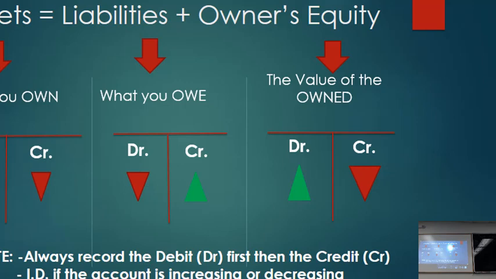Now, the one thing that I want you to note is that for every transaction that you run into, you'll always record the debit first and then the credit second. There will always be at least two accounts that will be affected wherever they are in the equation. And the other thing I have to add is that for all the equations, all the T accounts, debit will always be the left side, credits will always be the right side, regardless. So the only thing that will change between each account is which side increases and which side decreases.